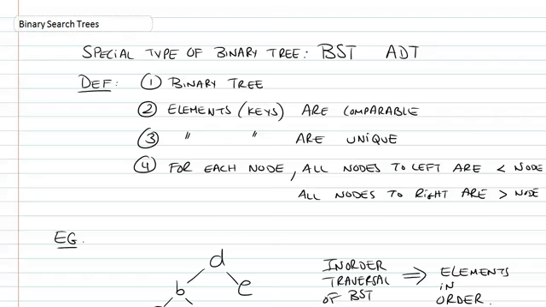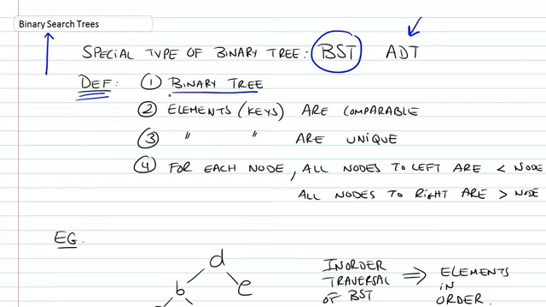In this video we're going to be looking at a special type of binary tree that we call binary search tree, or BST, and it's also an abstract data type. We're going to be examining the definition of a BST and also some other aspects relating to a BST. So first let's define a BST.